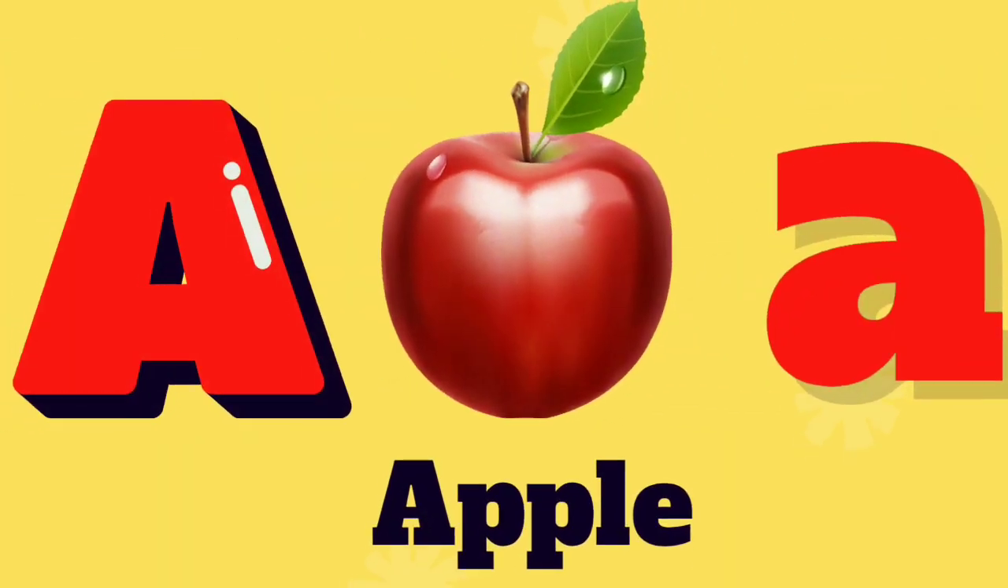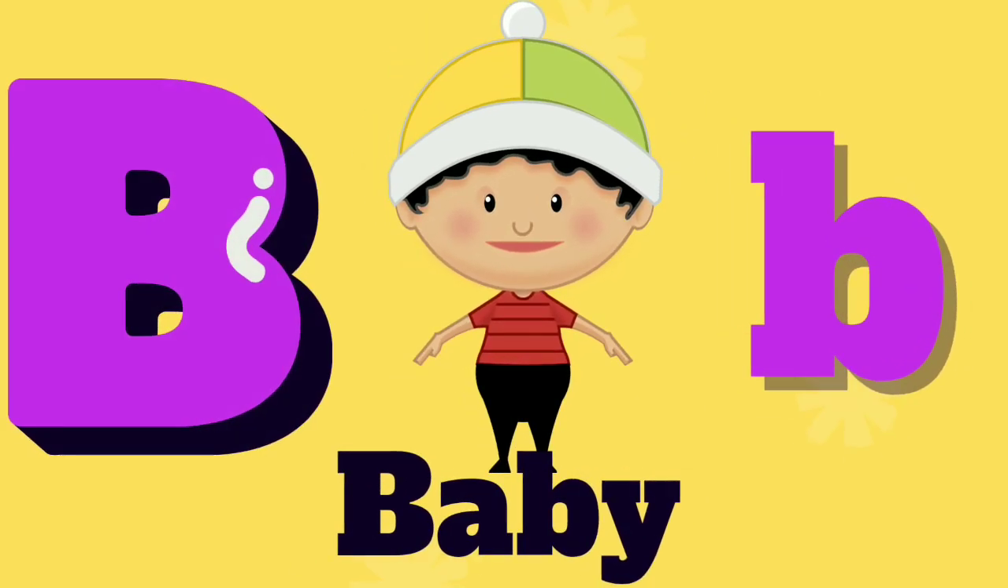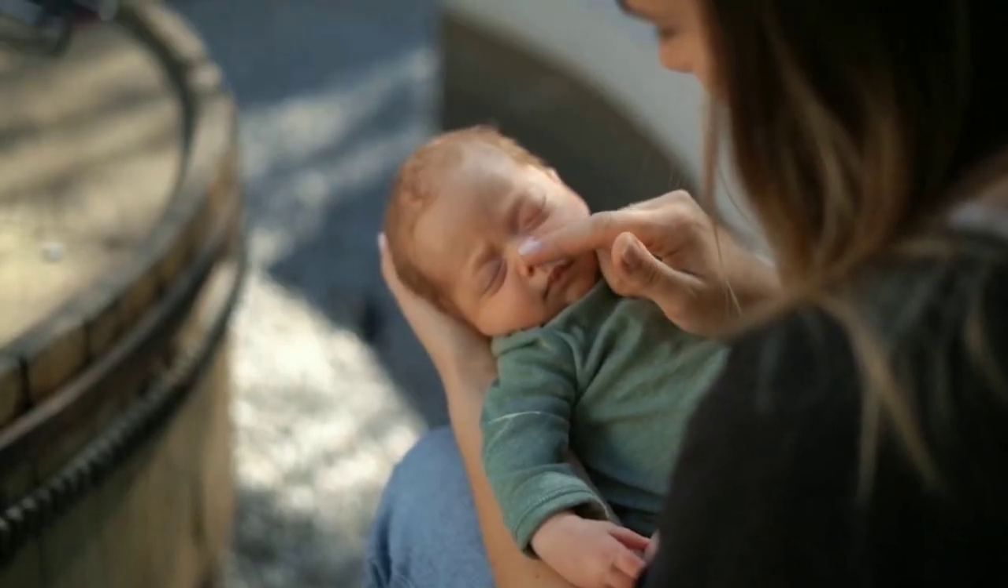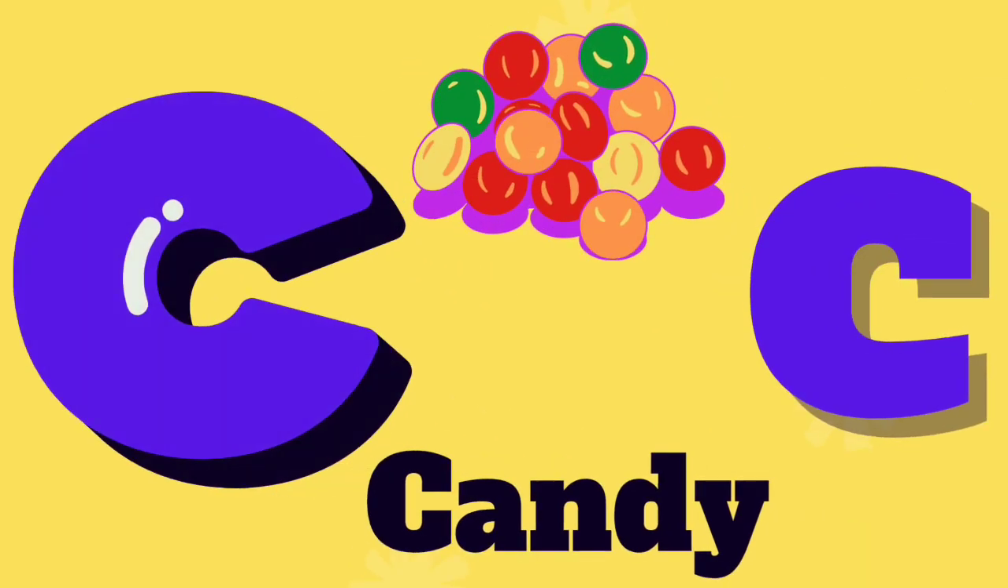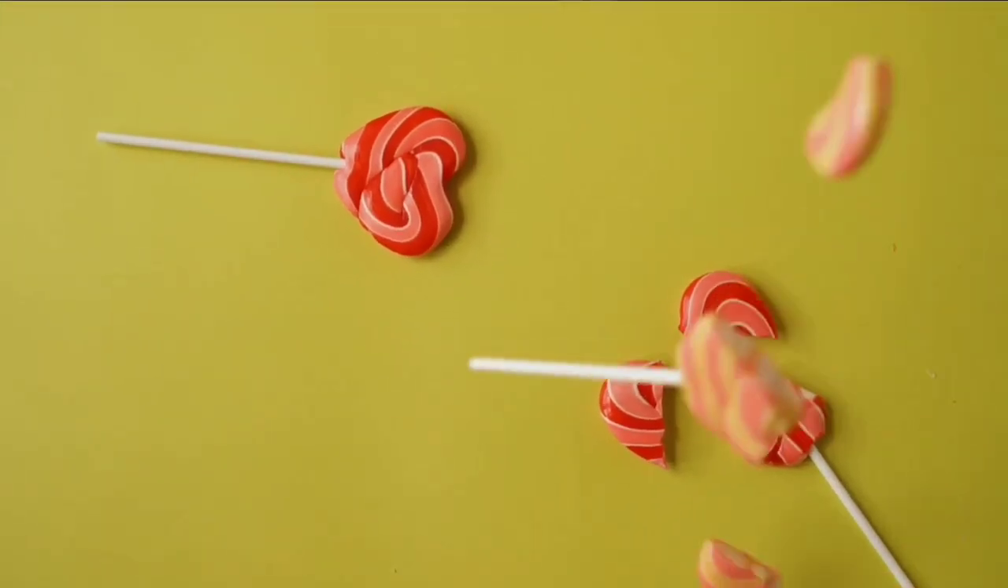A is for apple, a, a, a, a, apple. B is for baby, b, b, b, b, baby. C is for candy, k, k, k, k, candy.